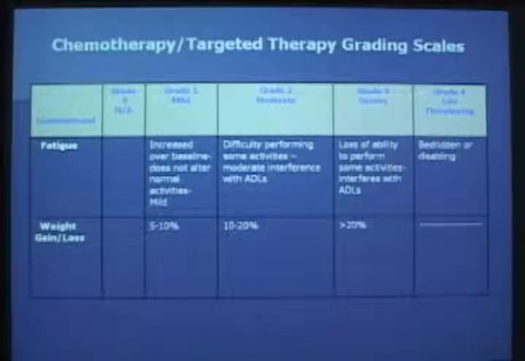The third one are constitutional symptoms that involves fatigue and weight loss and weight gain, and you can see under those individual toxicities the criteria for which the patient would qualify. If a patient has, for example, a grade 2 fatigue, they would be moderate interference with their activities of daily living. Under weight loss, you can see the percentages that are incorporated in terms of grading that toxicity. You will note under weight loss there is no grade 4.